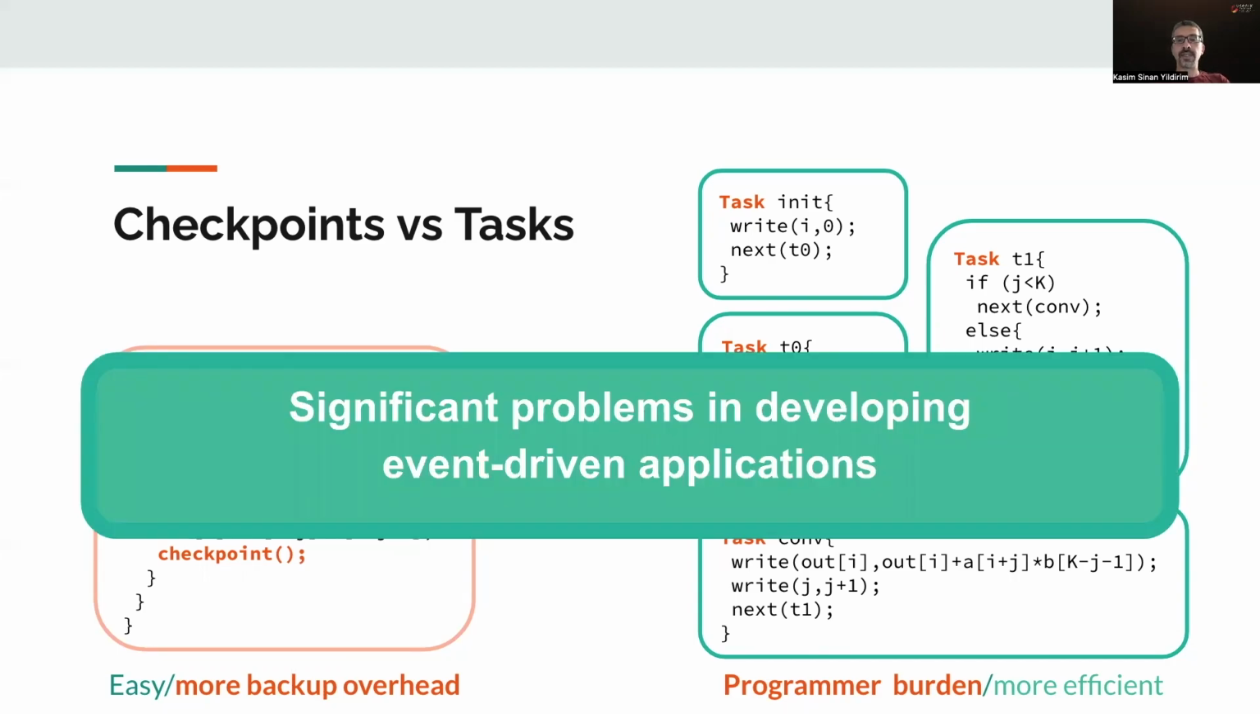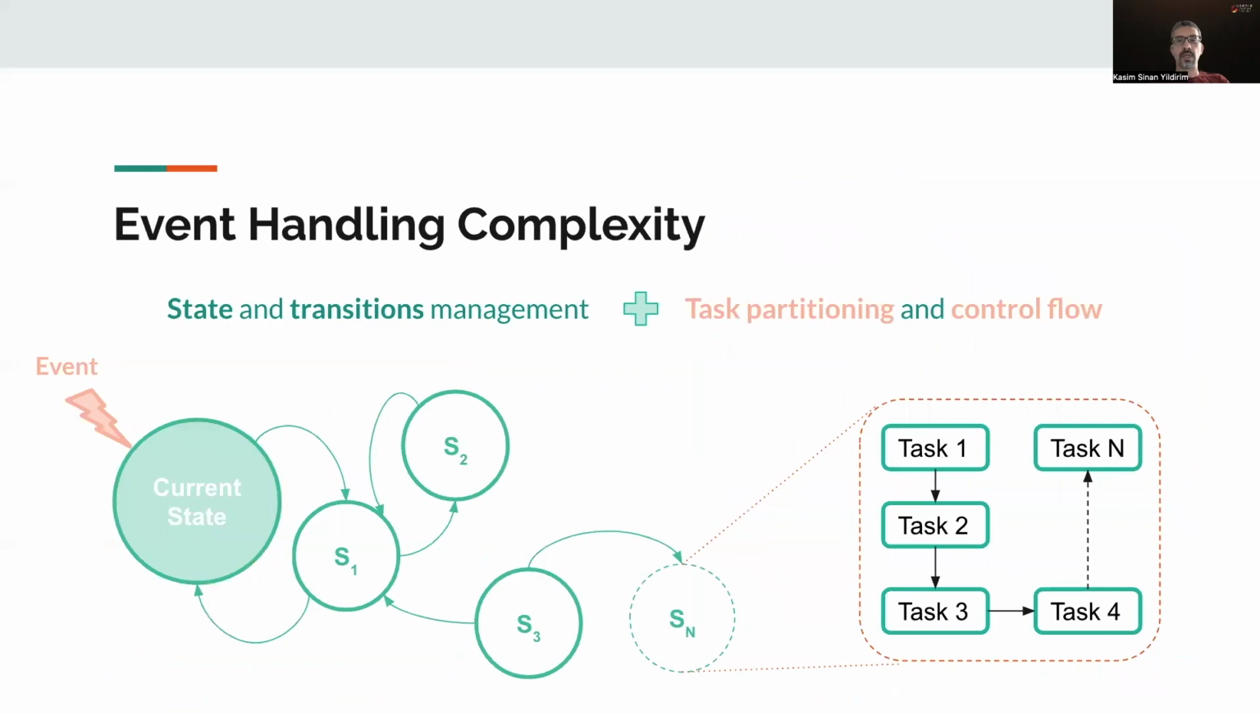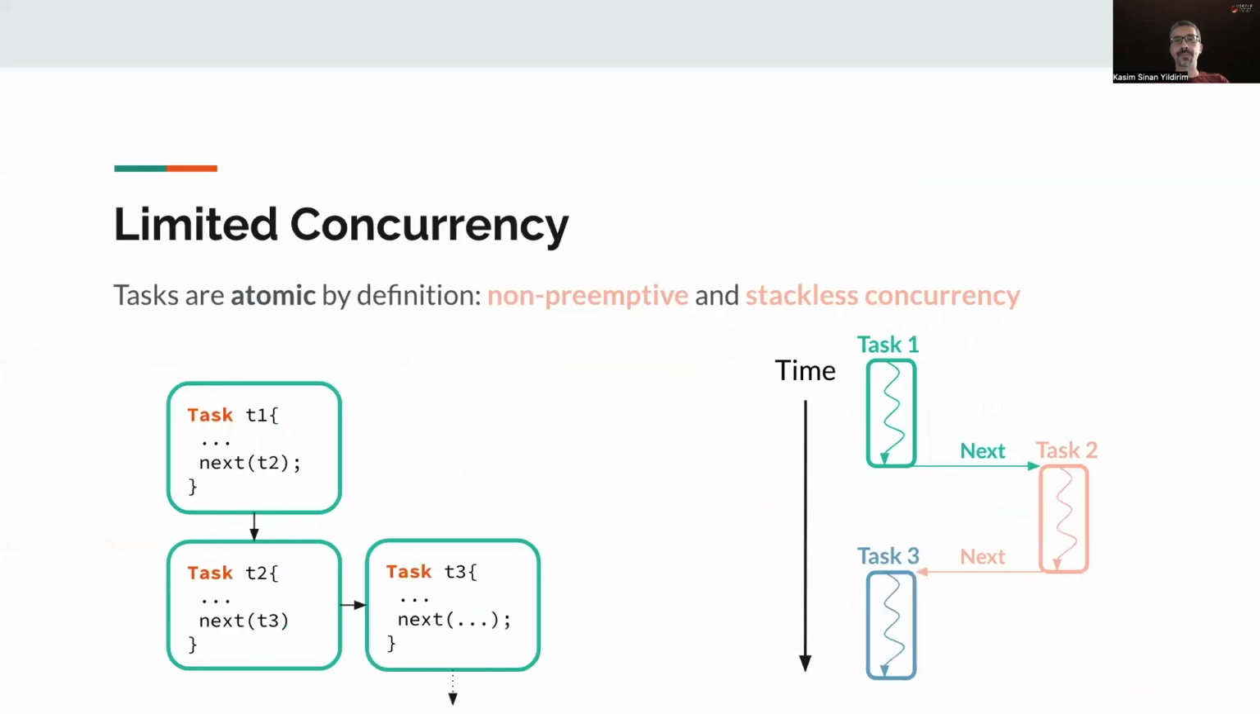Despite its efficiency, the task-based programming model poses significant problems in developing event-driven applications. The first problem is the event handling complexity. Implementing event-driven applications using the task-based model requires programmers to manage task partitioning and task-based control flow, together with the management of the event states and transitions. This situation creates an excessive cognitive burden.